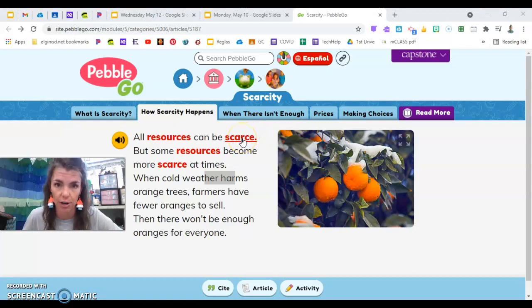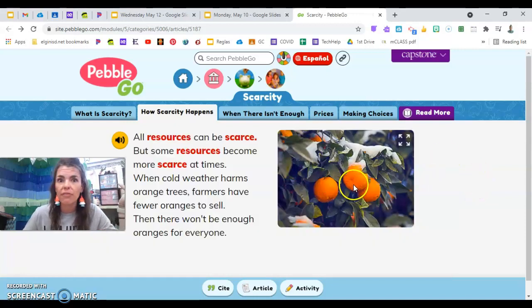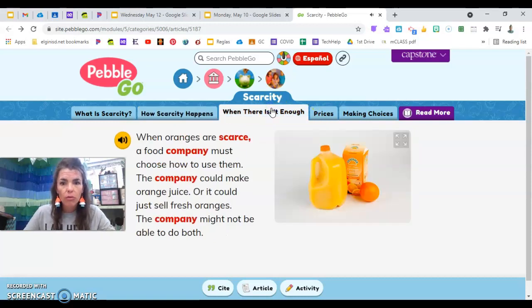Things become scarce. What is scarce? Scarce. Being hard to find because there's little of it. After the weather froze the trees, now we can't find the oranges. There's not enough of them. So what do we do? When oranges are scarce, a food company must choose how to use them. The company could make orange juice, or it could just sell fresh oranges. The company might not be able to do both.